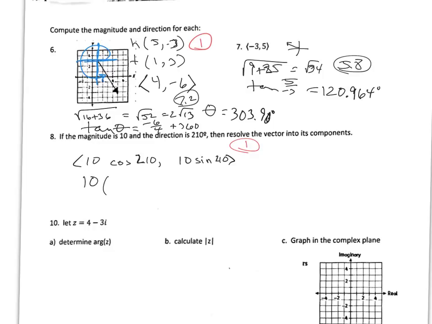So 10, the cosine of 210 is negative radical 3 over 2. And then 10 over 1 times the sine of 210, which is also negative. It's negative 1/2. So we would end up with negative 5 radical 3, negative 5. No decimals there due to the fact that 210 is on the unit circle.